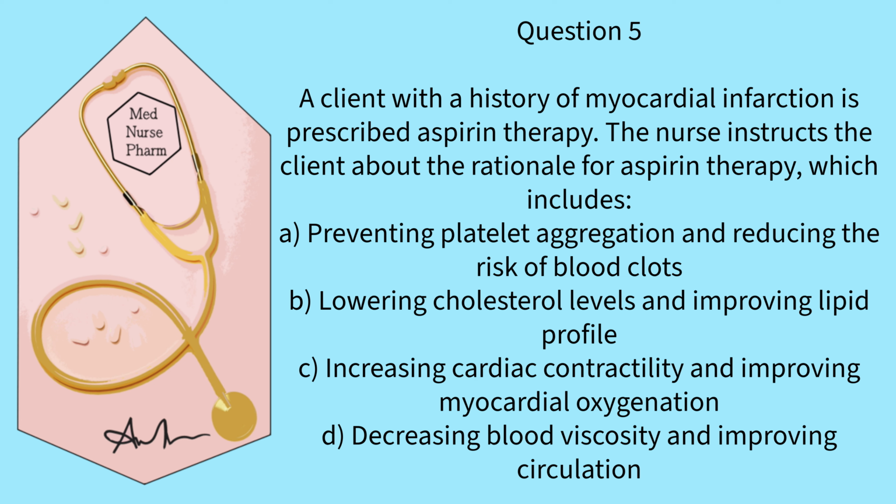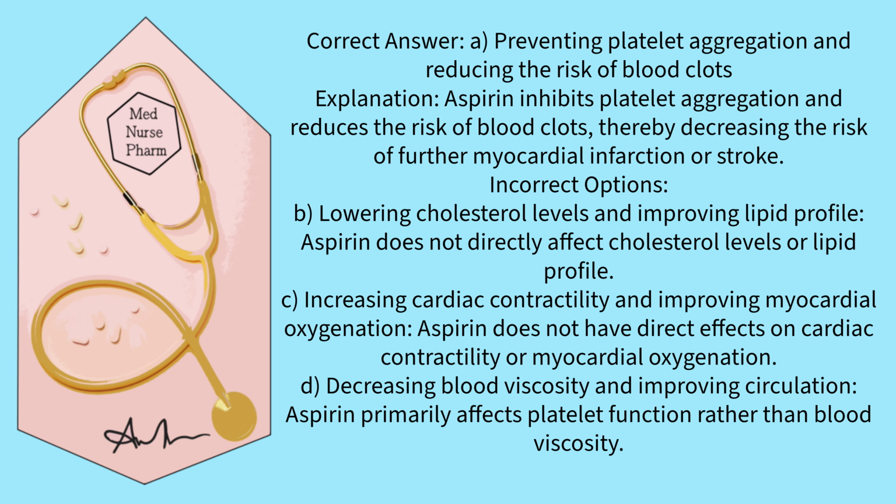and improving circulation. Pause the video and select your answer. If you chose option A, you are correct, preventing platelet aggregation and reducing the risk of blood clots. Aspirin inhibits platelet aggregation and reduces the risk of blood clots, thereby decreasing the risk of further MI or stroke.